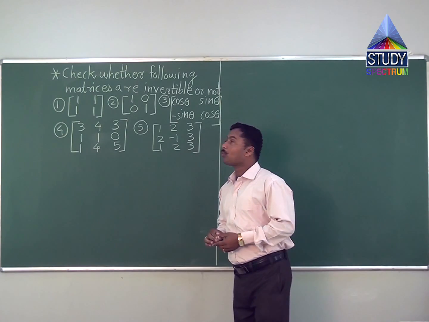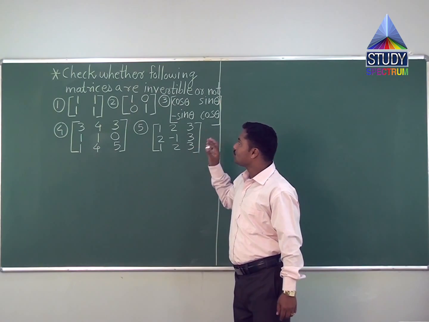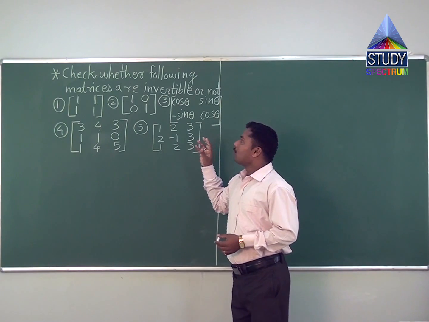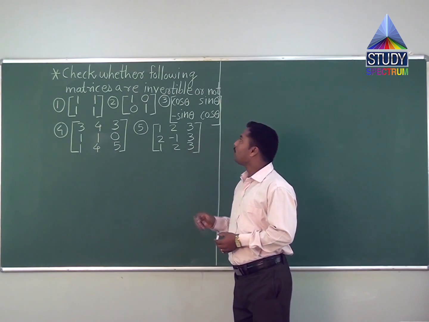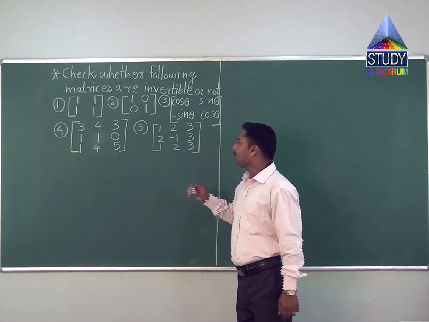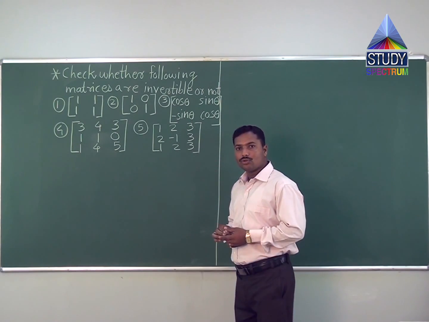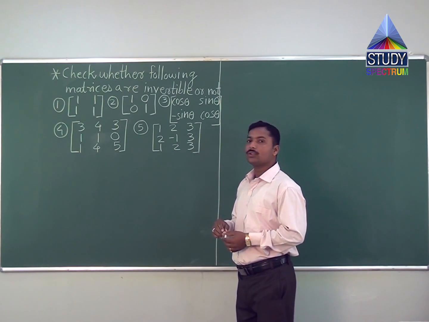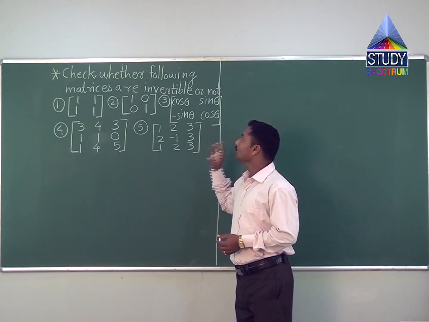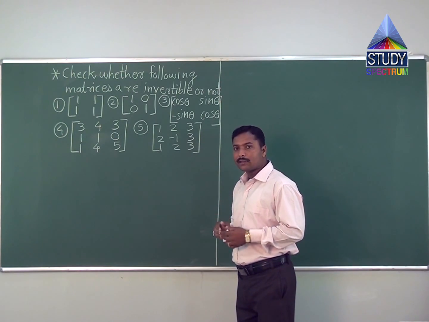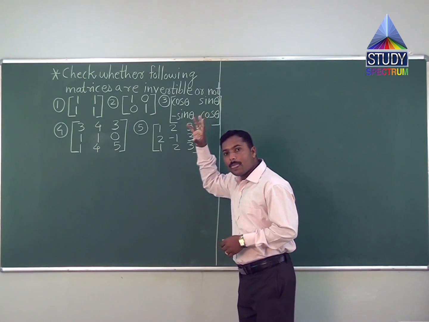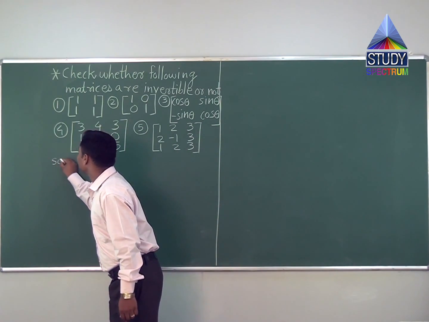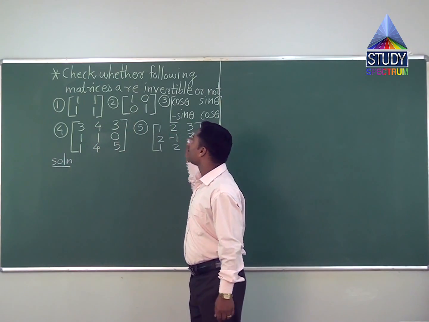So we will discuss some more problems. Here the problem is: check whether the following matrices are invertible or not. For matrices, the condition for an inverse is that if determinant A equals 0, then that matrix has no inverse. If the determinant is non-zero, then the matrix has an inverse. Or, if a matrix has a non-zero determinant, then that matrix is called an invertible matrix. So by using this definition, we solve all these five problems.